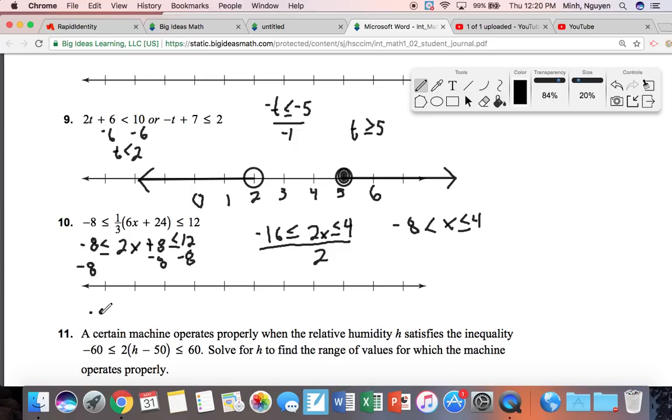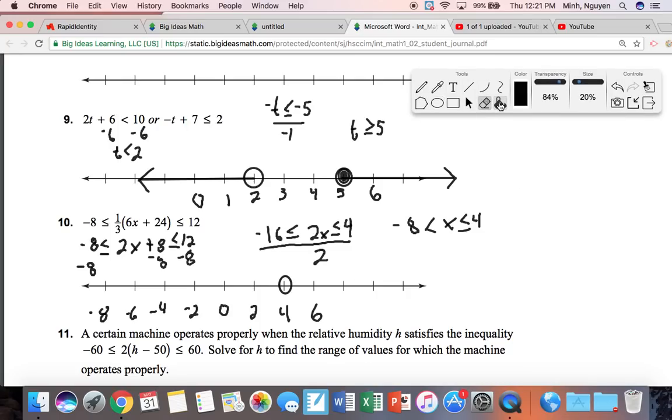So let's say -8. Let's go by 2s to make sure we have space this time. -6, -4, -2, 0, 2, 4, 6. Alright, at the 4 we have an equal sign, so that's got to be filled. At the -8 we do not. And the x is in the middle, which means this is an and. And it goes like that. That's it. Okay, so that's it for solving and graphing compound inequalities.